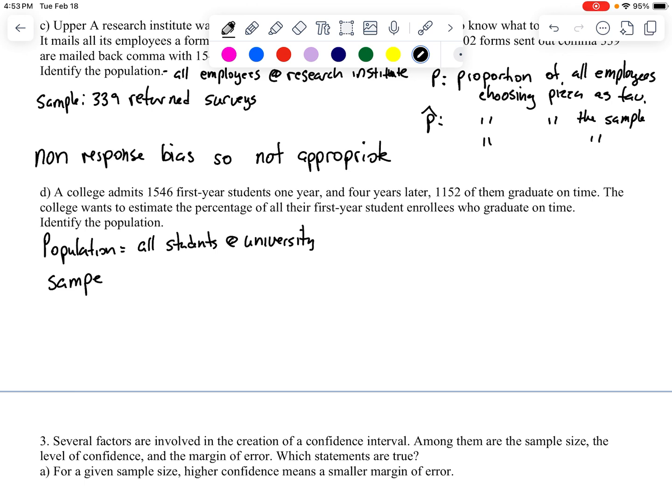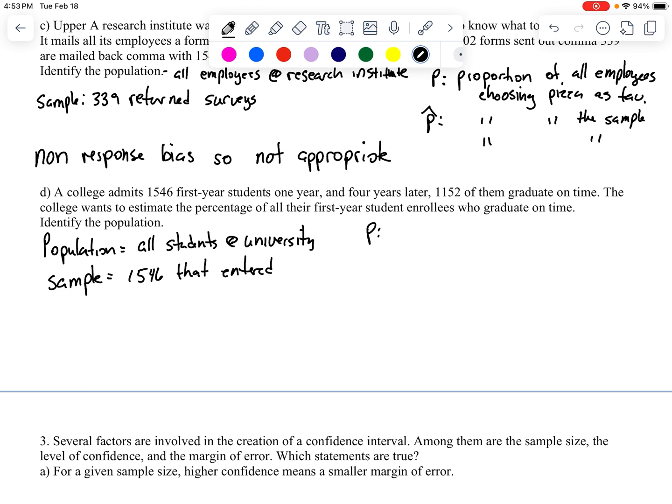My actual sample is going to be the 1152. The sample is the 1152 that entered last year. Excuse me, the 1546, not 1152. No, it would be the 1156. No, I had that right in my brain. Looking at too many things. 1546 that entered.